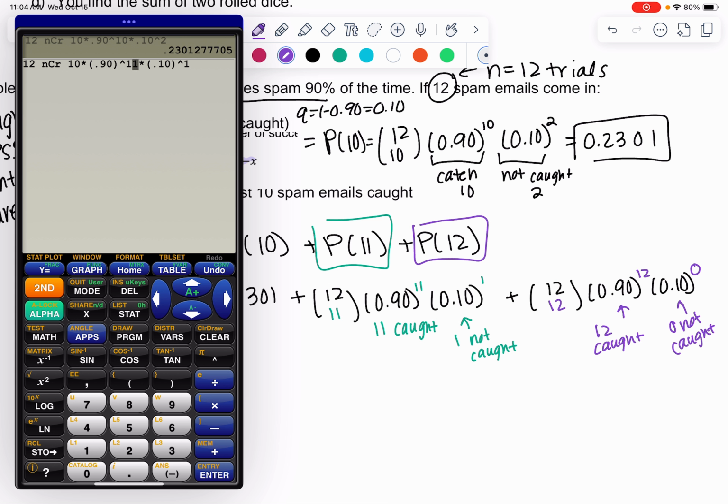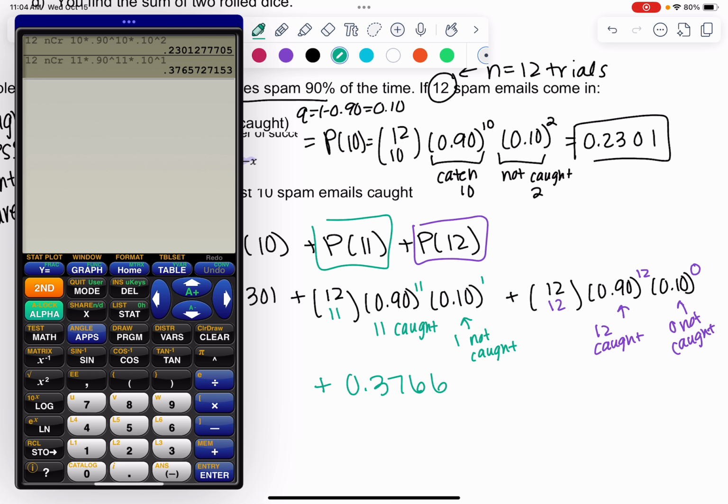So I can change it to 11 and 1 and then change the nCr to 11. So second enter, it's not necessary, but it saves you time. Otherwise, you have to just retype everything. So we get, let me match the colors, 0.37, and then that'll be 66. So second enter is really nice.